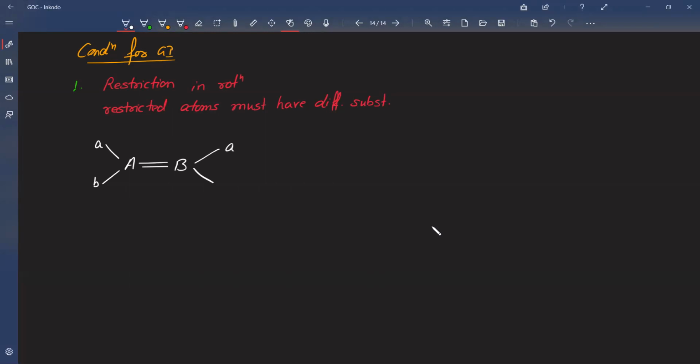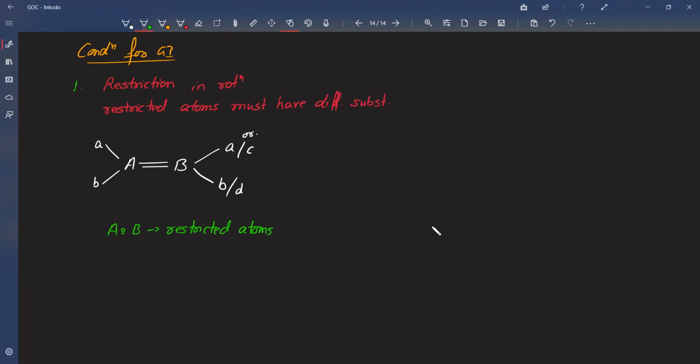Then here there can be AB connected like this, or there can be some other substituents as well, right? So what you see here is that this A and B, they are the restricted atoms. So they are the restricted atoms.